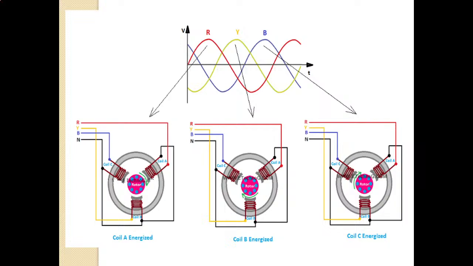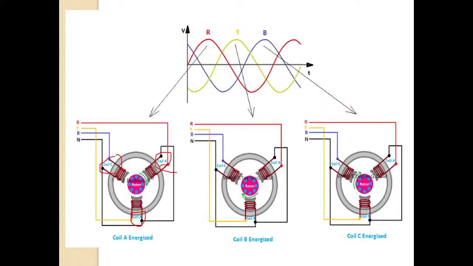So let us consider, just to understand the concept, that the stator has coil A, coil B, and coil C.